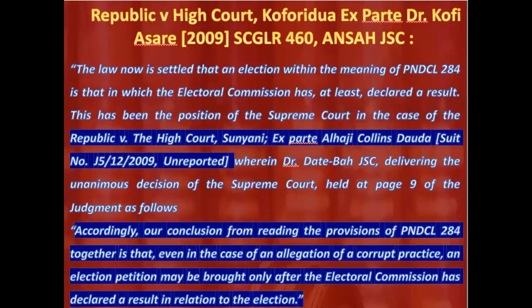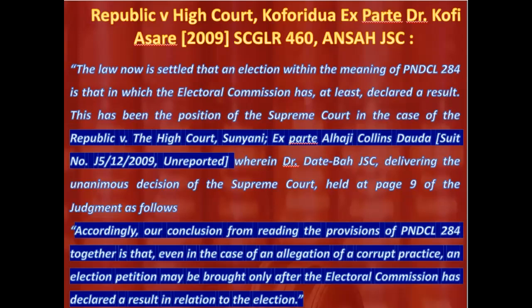Accordingly, our conclusion from reading the provisions of PNDC Law 284 together is that even in the case of an allegation of a corrupt practice, an election petition may be brought only after the Electoral Commission has declared a result in the election in relation to the election.